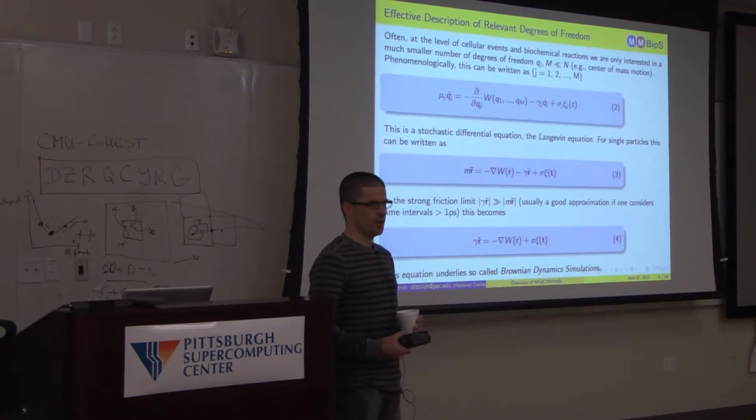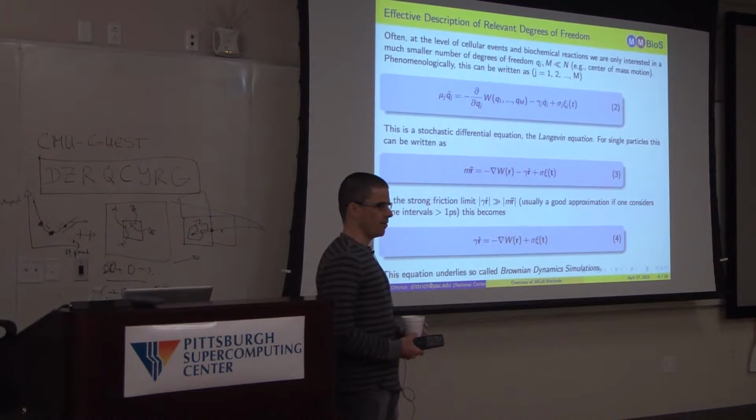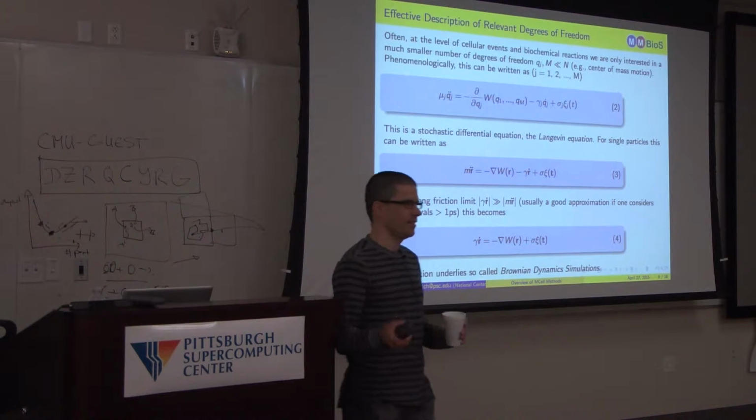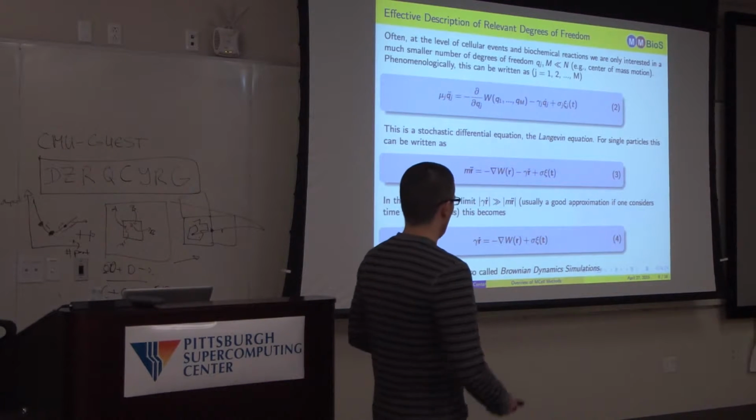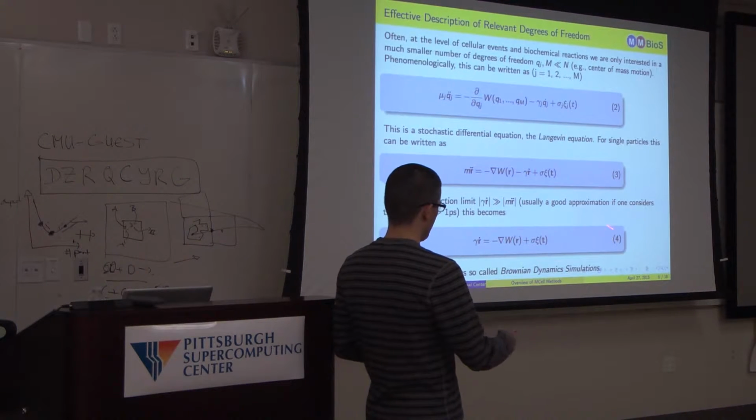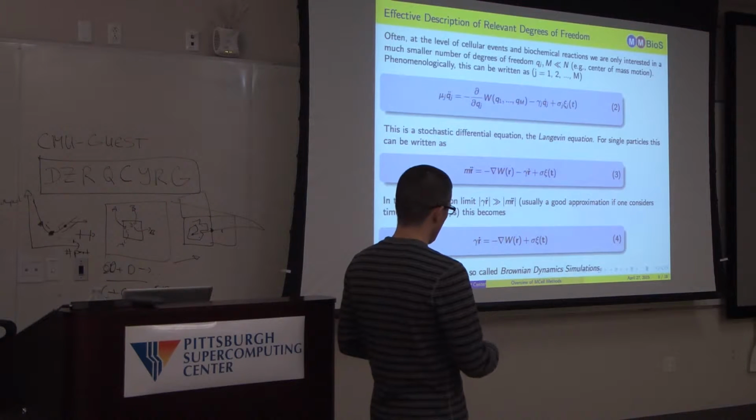So in MCell simulations, your time step is not going to be a femtosecond. It's typically a microsecond or a tenth of a microsecond. And so in this case, you can actually simplify to this equation.